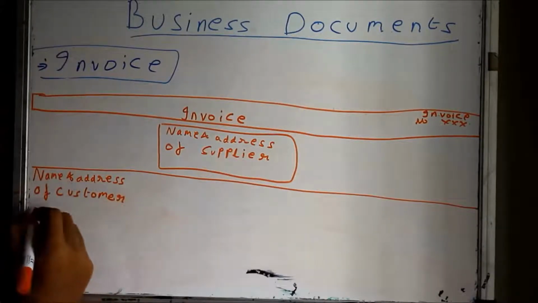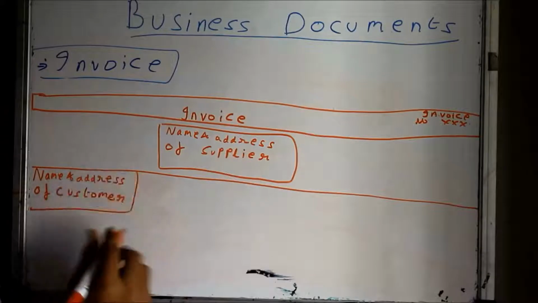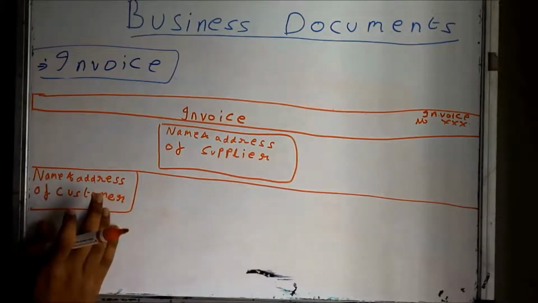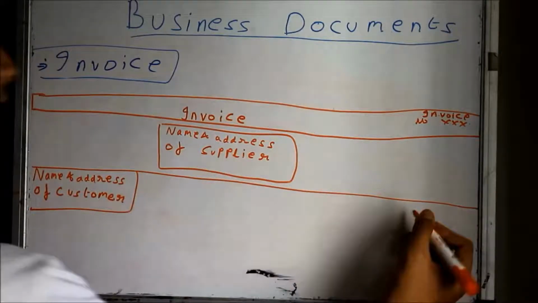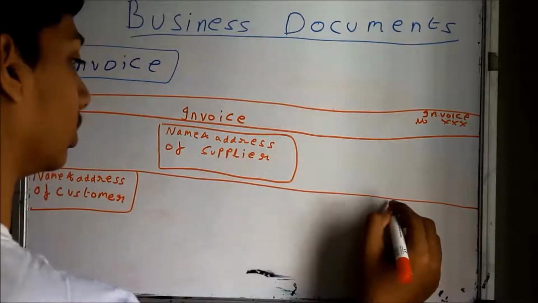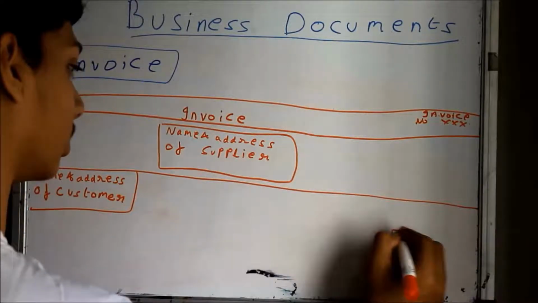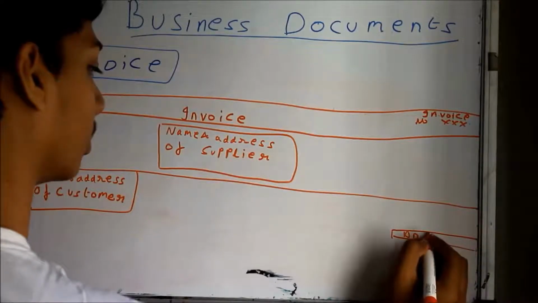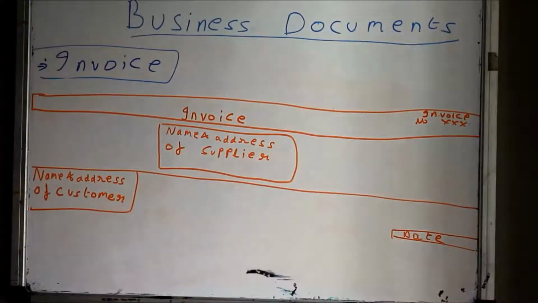It will be written over in this space somewhere. And exactly in that same row, on the right side, the date on which the goods have been sold is written over here. So the date is somewhere over here in the same row.